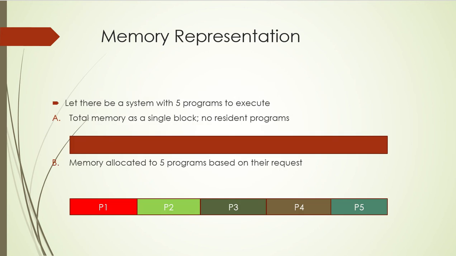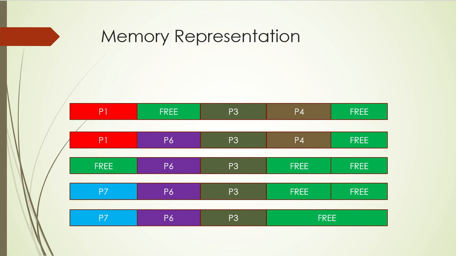So I'll show this. Initially the total memory is taken as a single block, here labelled A, but later the whole lot of memory was given to 5 different programs. It's not necessary that each of them is given exactly equal partitions. It may vary based on their request. So the entire memory was now allocated to 5 different programs, P1 to P5. So let's see this.